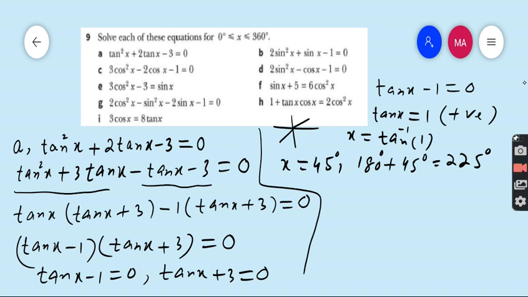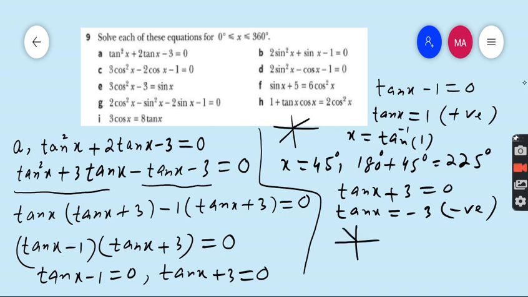Now find other angles by solving the equation tan x plus 3 is equal to 0. Tan x is equal to minus 3. This is negative, and tan is negative in the second and in the fourth quadrant. So first we have to find the basic angle, tan inverse of minus 3.